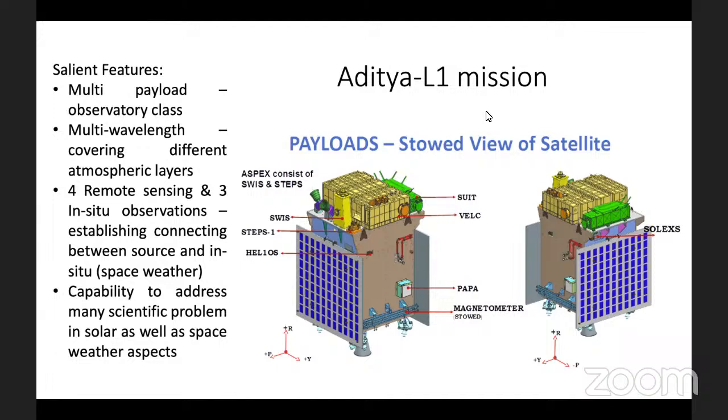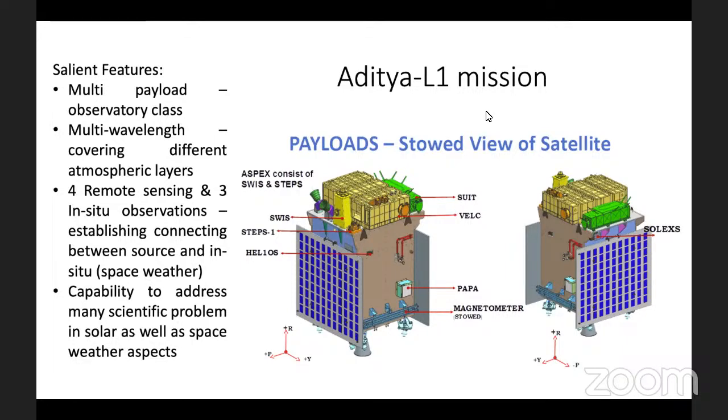This SUIT has been opened. I will show you some results of SUIT, very fresh, hot cake kind of stuff. We have a combination of 4 remote sensing and 3 in-situ instruments. Remote sensing means we are at the Lagrange one point, so remotely we are looking at the sun, and trying to identify and characterize the properties of the source region of all these eruptions and whatever happens in the corona and all the dynamics and so on.